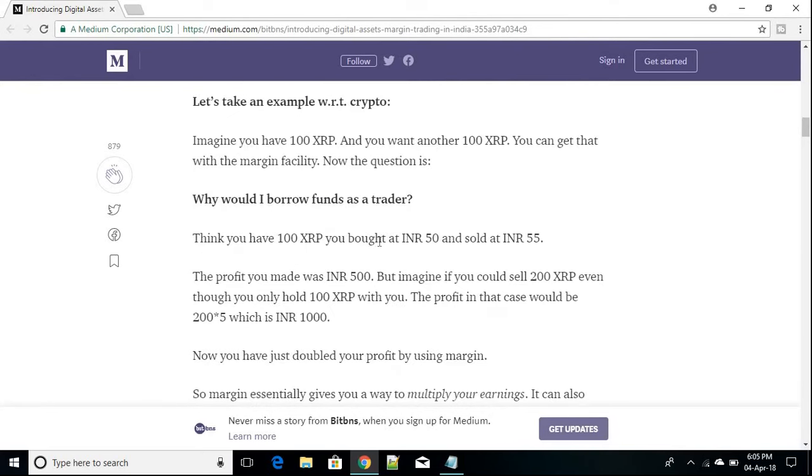Think you have 100 Ripple coins and you bought at 50 rupees and sold at 55 rupees per Ripple coin. So the profit on the Ripple coins would be 500.